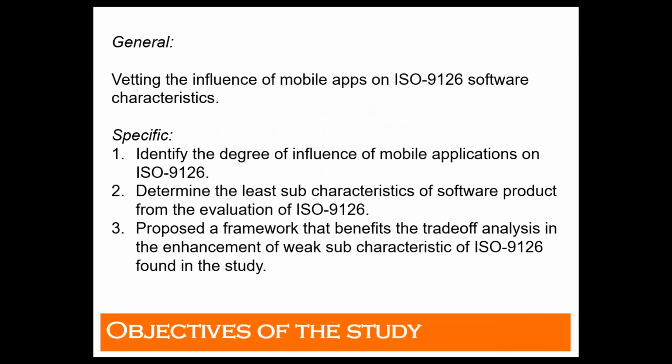So generally, this study would like to assess the influence of mobile applications against the metrics of ISO 9126. Specifically, this study would like to identify the degree of influence of mobile applications against the ISO metrics. Also, to determine the least sub-characteristics of software product from the evaluation of the study. And lastly, to propose a framework that will benefit the trade-off analysis in the enhancement of weak sub-characteristics of ISO 9126 that will be found in the study.